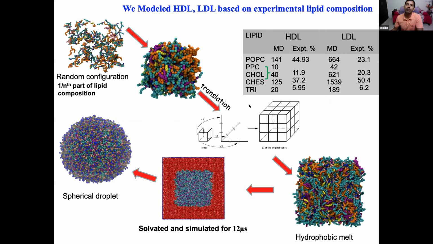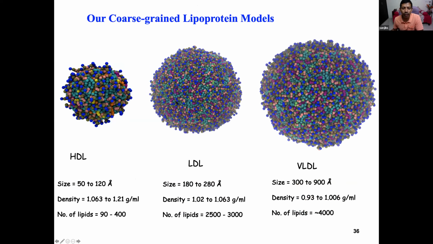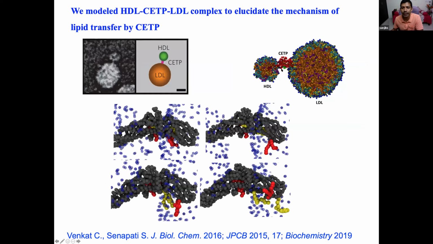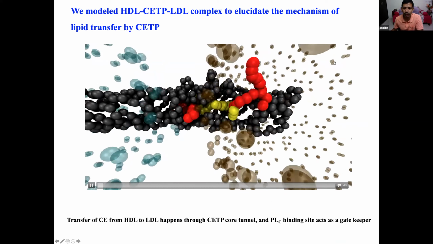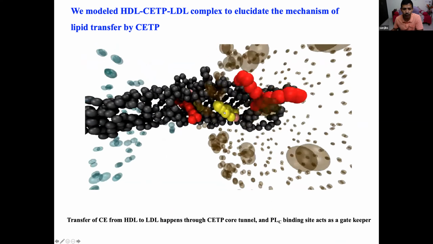We applied coarse grain simulation to model HDL. This is the HDL structure. We model LDL. We also model very low density lipoproteins. So my HDL and LDL are modeled by coarse grain. We also model CETP, and now my HDL, CETP, LDL complex is formed. Now when you carry out the coarse grain MD simulation, this is my HDL, the right side is the LDL, and in between is the CETP.